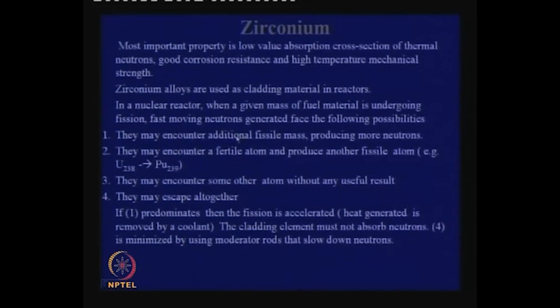They may escape additional fissile mass. No, they may encounter additional fissile mass producing more neutrons. They may encounter a fertile atom and produce a fissionable atom, like from U238 to U239. They may encounter some other atom without any useful result, or they may escape altogether. Now, sometimes we need moderators to slow down the velocity of these neutrons, so that they do not escape altogether.